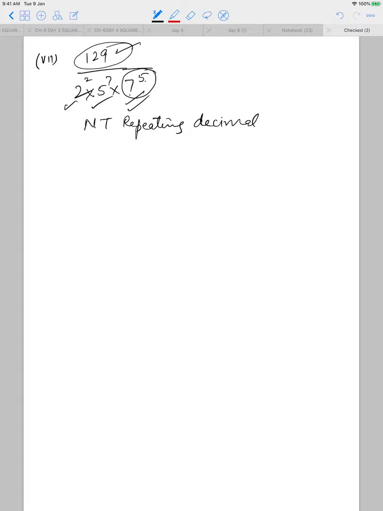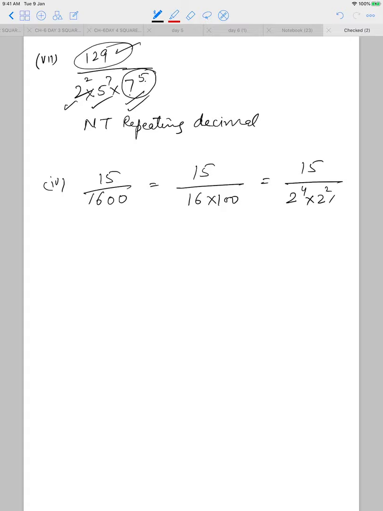Now suppose I take the 4th part, 15 upon 1600. So let's first find out the prime factorization of the denominator. If you want to write it orally, you can write it this way, 16 into 100. Then 16 you know is 2 raised to the power 4. 100 is 10 into 10. And 10 is 2 into 5. So it will be 2 square into 5 square. If I combine, I will get 15 upon 2 raised to the power 6 into 5 raised to the power of 2. So in any case, in the denominator we don't have any factor other than 2 and 5.